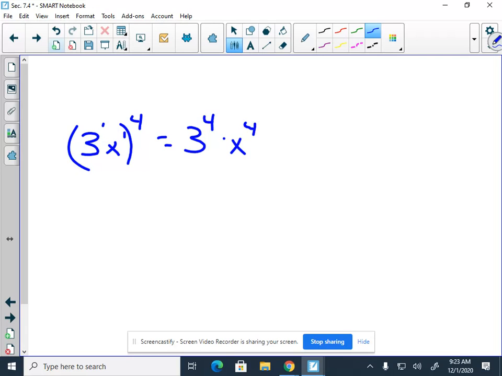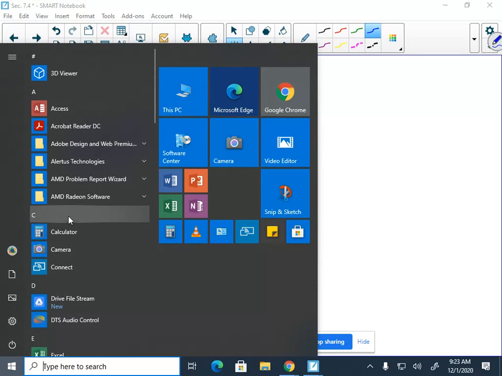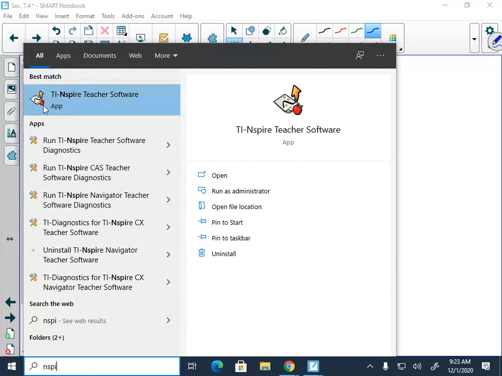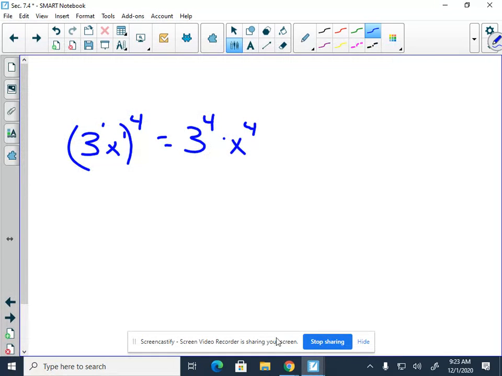Now I grab a calculator, and I have to take 3 to the 4th power. I'm going to get my calculator going, but I'm not going to use it on this one in case I need it for the next one. I probably will. But if I take 3 to the 4th power in the calculator, that gets me 81. And that's our answer.